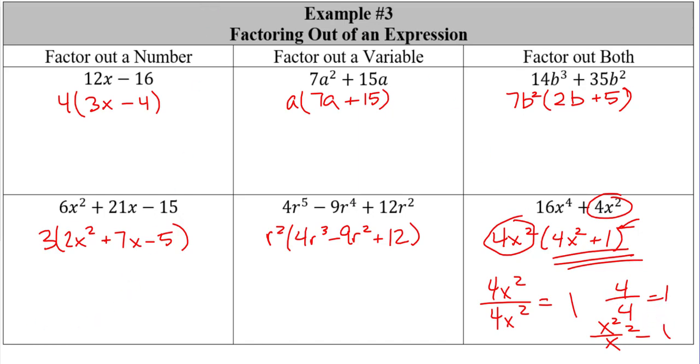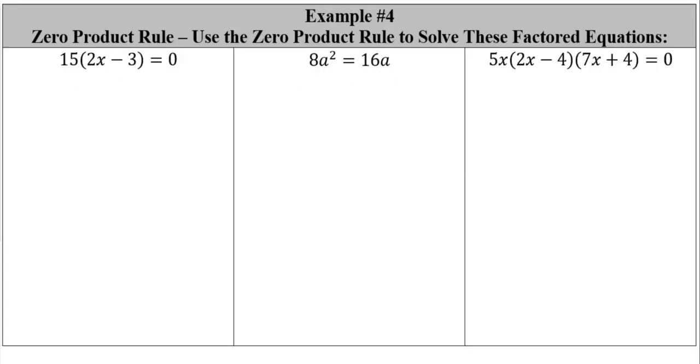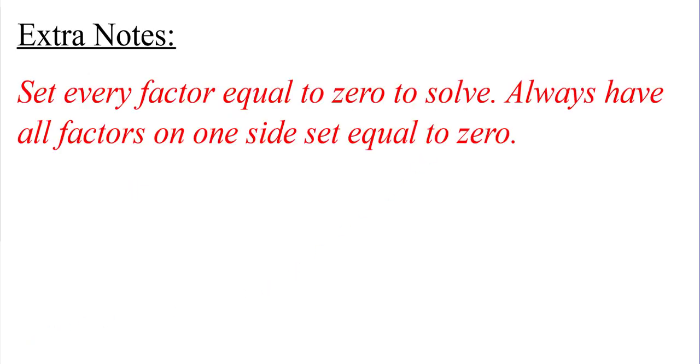All right, and for example number 4, this is our last example. We have what we call the zero product rule. Before I jump into this, I want you to write this little piece of extra notes down at the bottom. It says, anytime we are solving, set every factor equal to 0 and solve. But you must always have all factors on one side set equal to 0. It is important that you do that. That is your first step into solving.